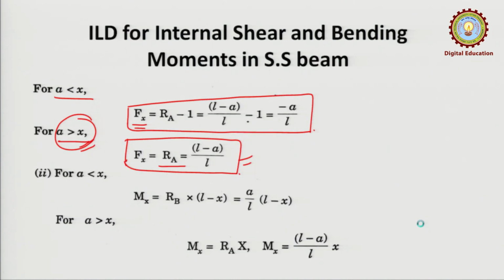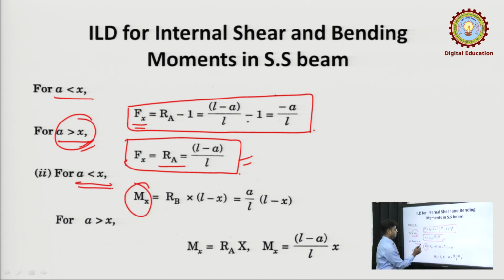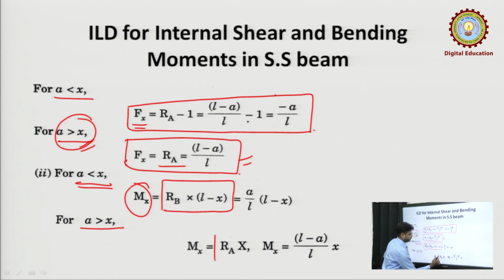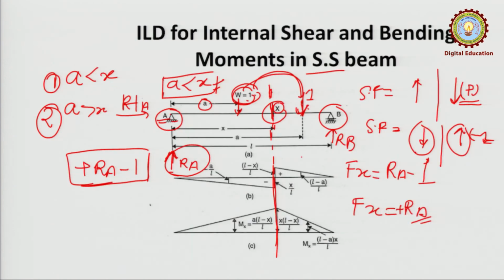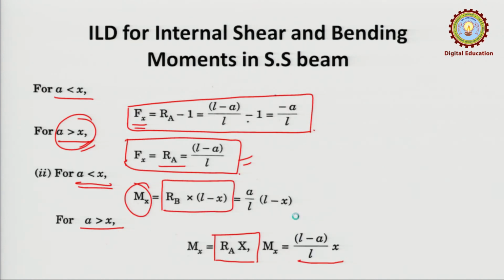Similarly, we are going to find the moment equation when the load is on the left side of the section and when the load is on the right side of the section, and the equation will be like this. We can easily say that the variation in both of these influence lines is linear. This is the solution for that.